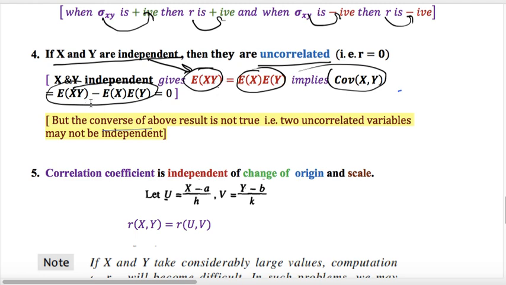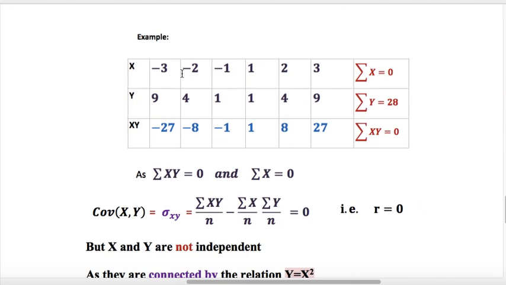So in this case, when you take a difference of the same term, it is always zero. But there is one point to take care of: the converse is not always true. Why? Because if r comes out to be zero, it doesn't mean that they are independent. I'll give an example for that.